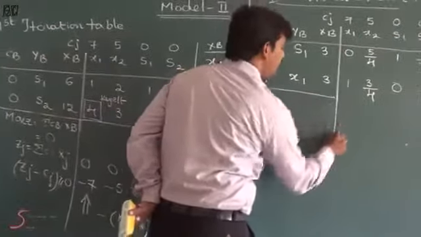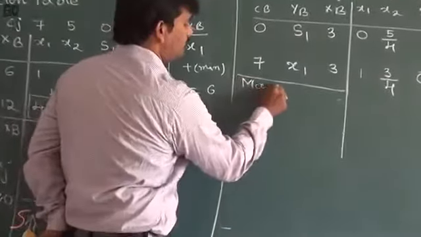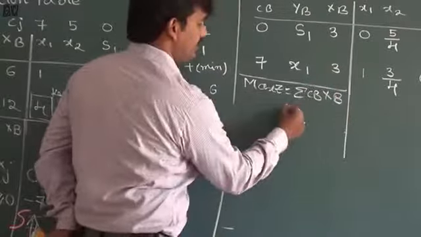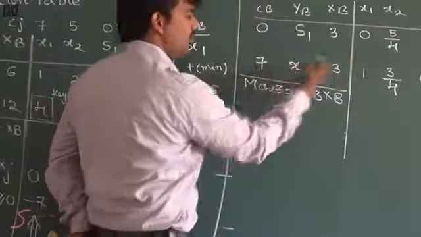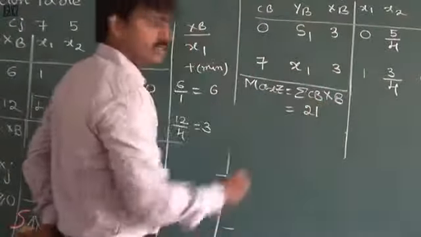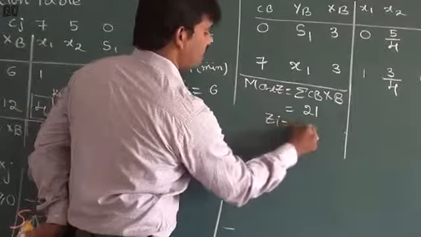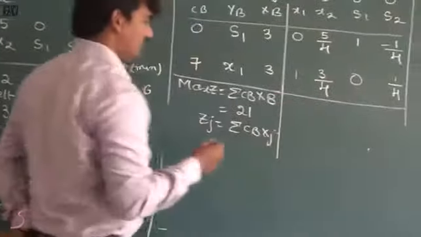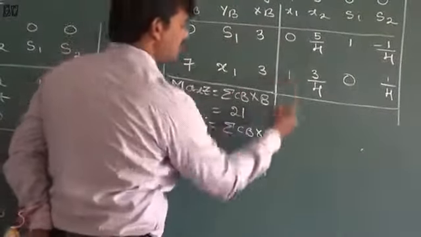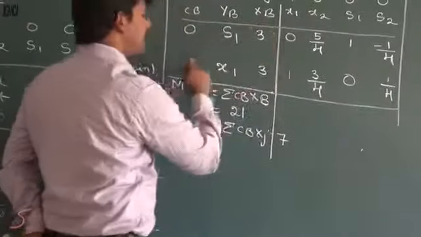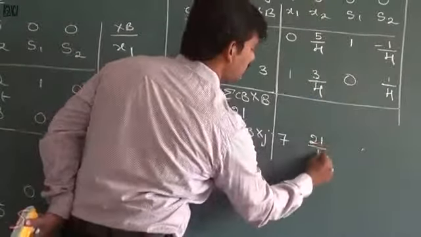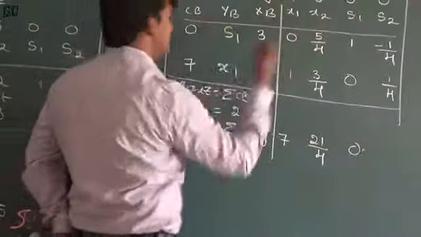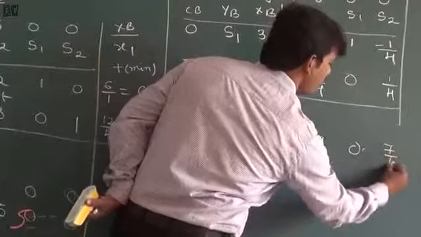So the first formula we have is maximum of z equal to summation CB into XB, that equals 0 into 0, 7 3s are 21. And again, the formula for Zj is summation CB into Xj. That is 0 into 0, 7 1 is 7. 0 into 0, 7 3 is 21 by 4. 0 into 0, 7 0 is 0. And 0 into 0, 7 into 1 by 4, 7 by 4.